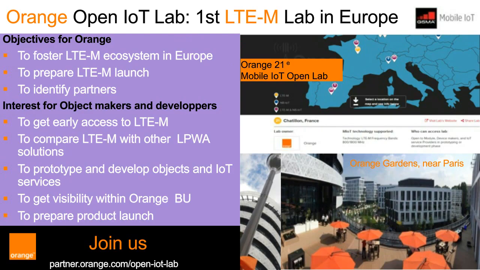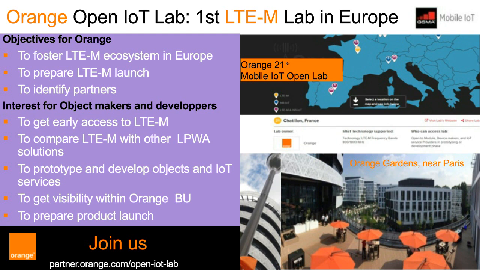So the lab was opened in the middle of the year, inaugurated actually in April during a GSMA meeting in Paris, and it was the first LTE-M lab in Europe. There were a lot of other open IoT labs, but they were covering several technologies, not specifically LTE-M. And for Orange, the objective in opening this lab was to really foster the LTE-M ecosystem in Europe, and especially in the European band, because there's been some focus on other regions initially. We wanted to ensure that when we launch LTE-M in our footprint in our European affiliates, we would have an ecosystem of devices and partners that would be able to provide solutions. So that's the objective that Orange had in opening this lab.